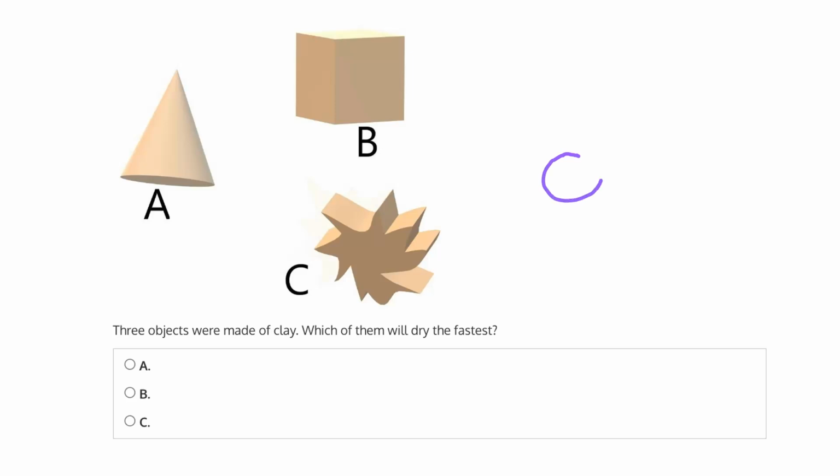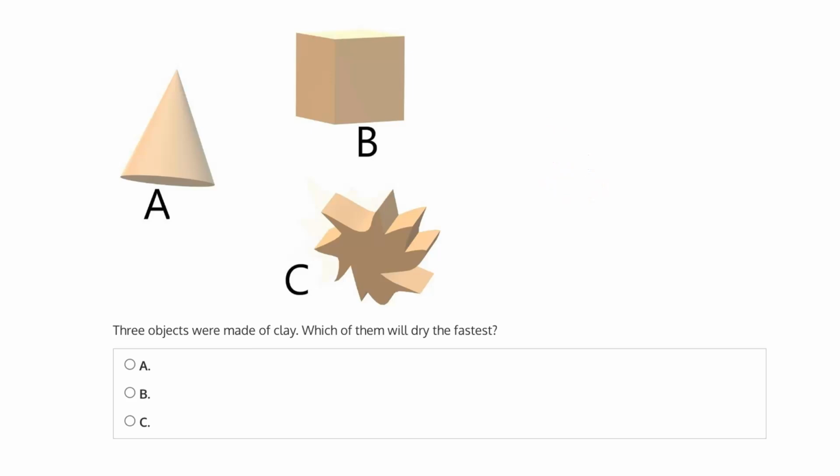So when an object is left out to dry, water will leave the surface of the object to be absorbed by the air. And this process is known as evaporation. And the rate of evaporation depends on many factors. It depends on the composition of the material, the ambient moisture, the temperature conditions, and so on.